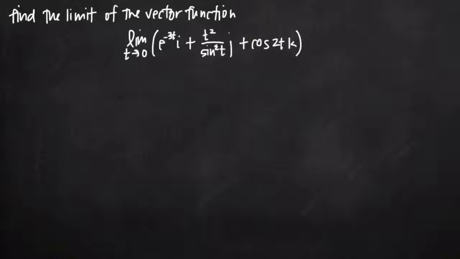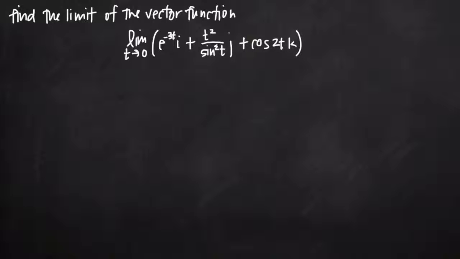Today we're going to be talking about how to find the limit of a vector function, and in this particular problem we've been asked to find the limit as t approaches 0 of this vector function e to the negative 3t times i plus t squared divided by sine squared of t times j plus cosine of 2t times k.